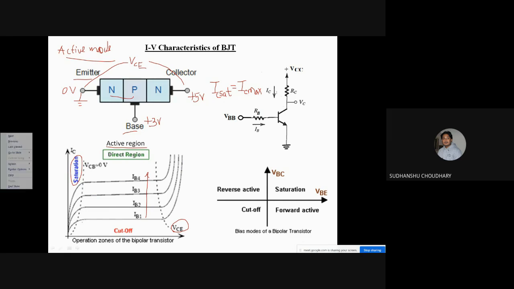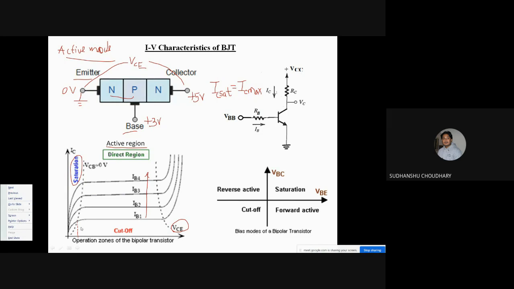Okay. And notice here that at the saturation point, the collector to emitter voltage, VCE, is comparatively small. It is very small at this point. So let us try to make VCE small here also. Currently it is 5 volts.